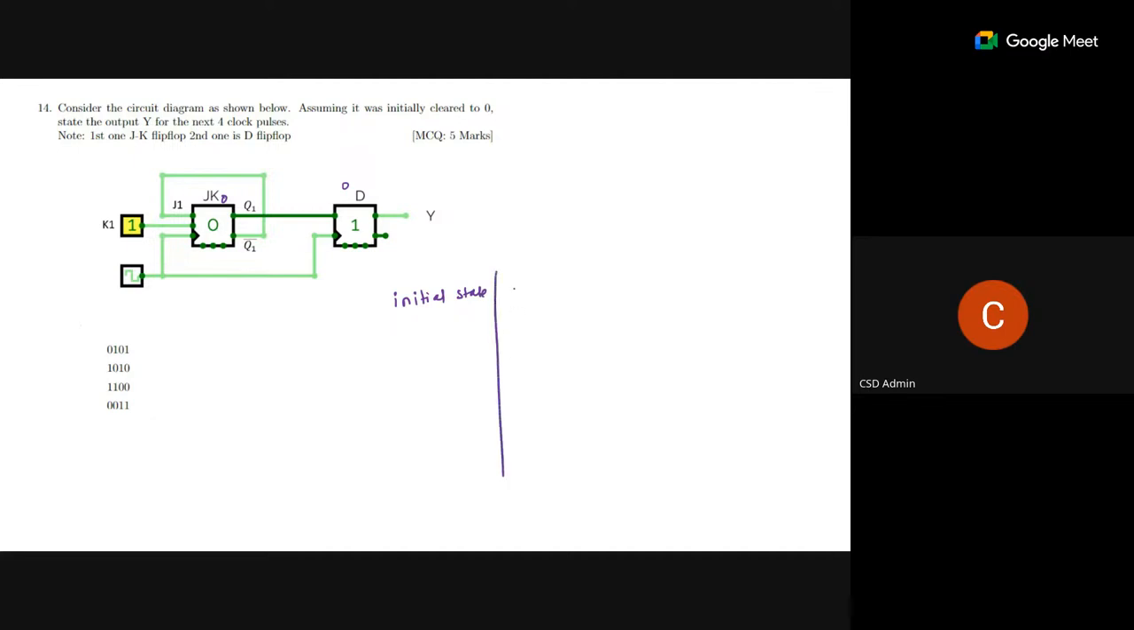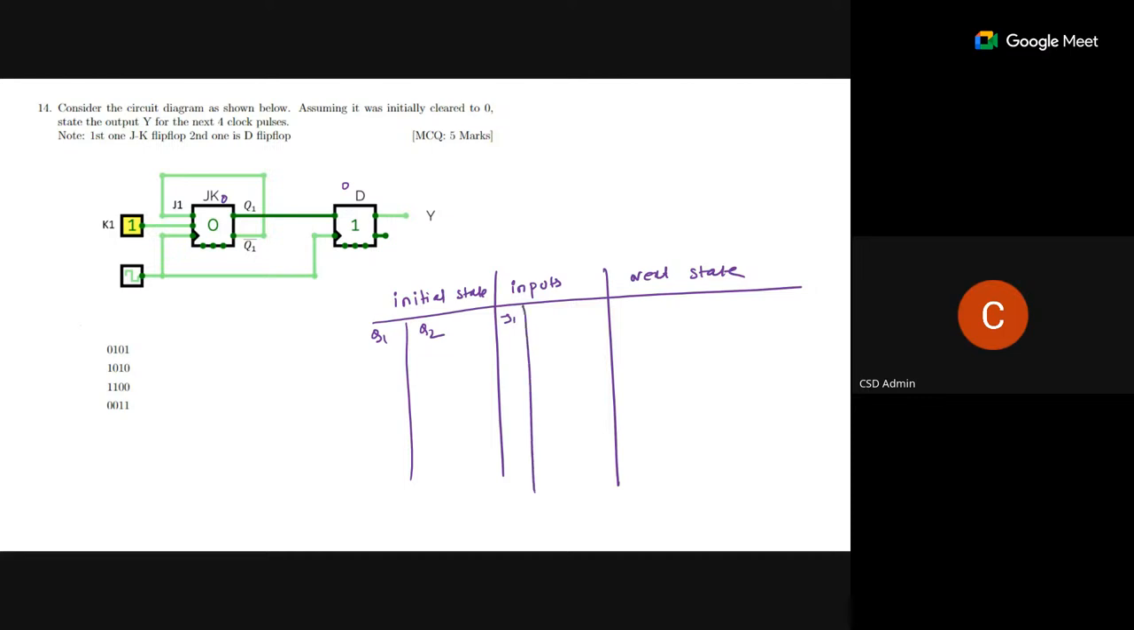Initial state, then inputs. So for the inputs, we need the next state. The initial states are Q1 and Q2, and the inputs are J1, K1, and D, and the outputs will be Q1 next and Q2 next. Basically Q2 next will be this Y, right? We are asked only for Y, so we only have to focus on Q2 next.